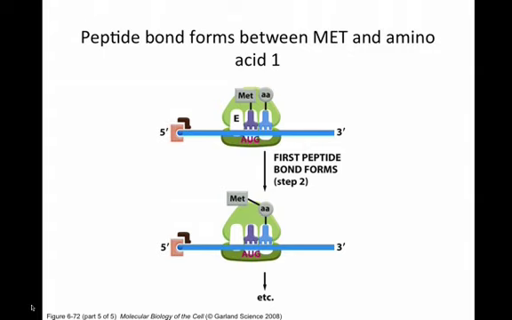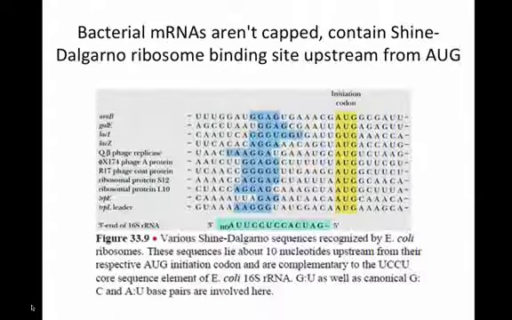So let's bring up another thing that I was thinking about. Bacterial mRNAs aren't capped, right? Does everyone agree? Who thinks they're capped? Okay, so I was going to have to fail you. Bacterial mRNAs aren't capped. So how are they recognized by the ribosome, right? How does translation happen with them?